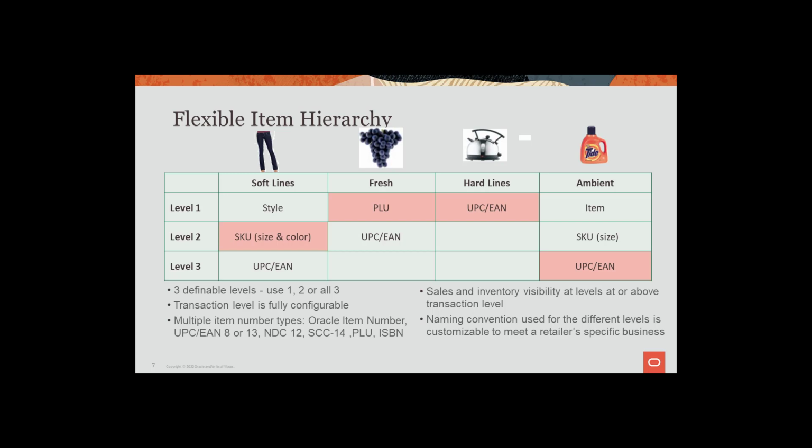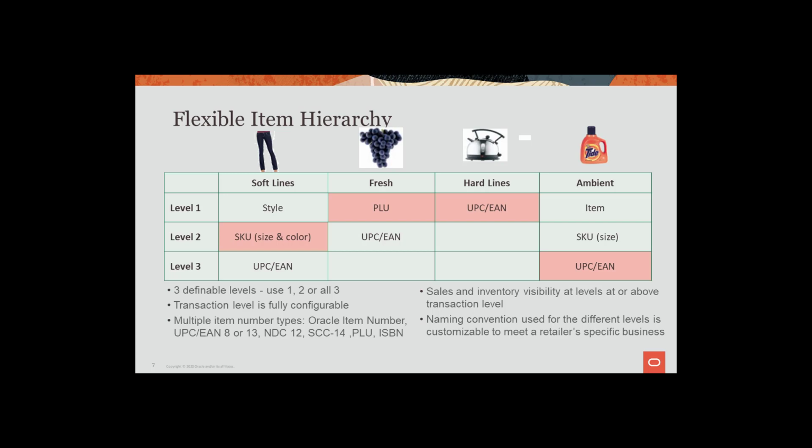The merchandising item structure consists of 3 levels, with one level designated as a transaction level. The transaction level is the level at which all pricing, inventory, and sales transactions take place. This diagram shows how items are typically set up by retailers of various verticals. The red section of the chart includes the transaction level for the different types of items.